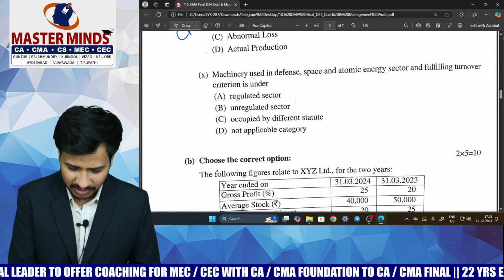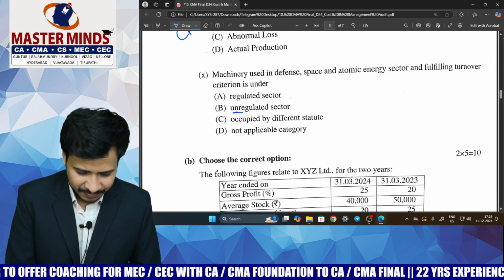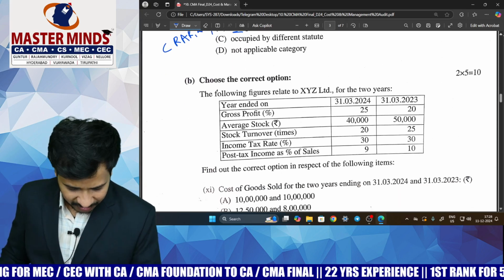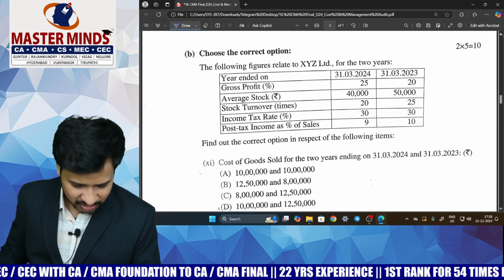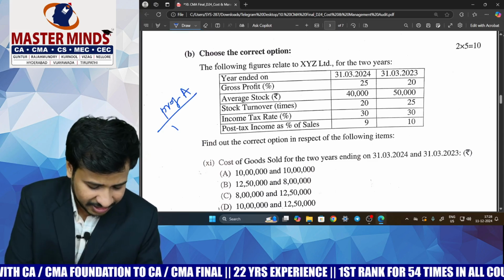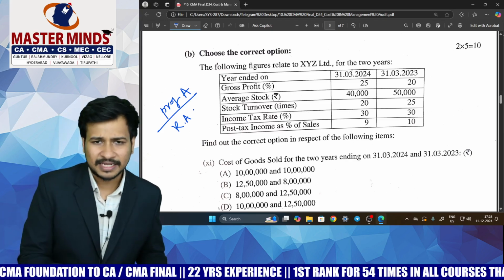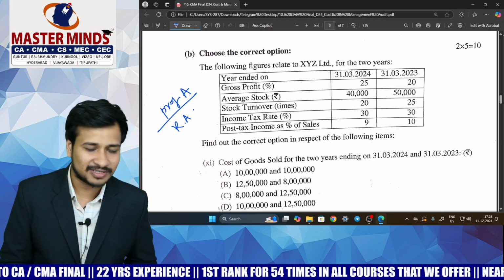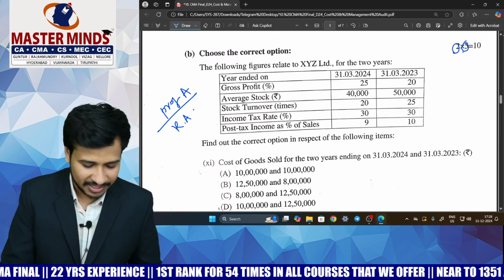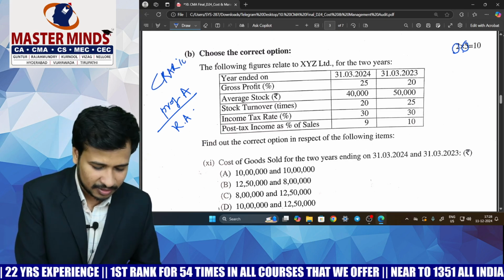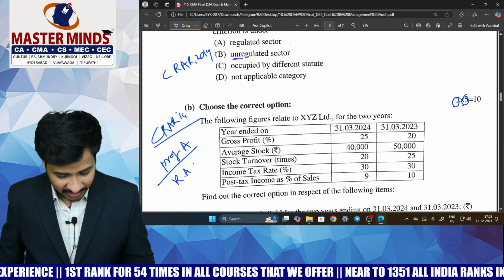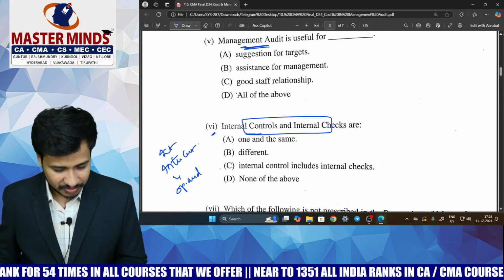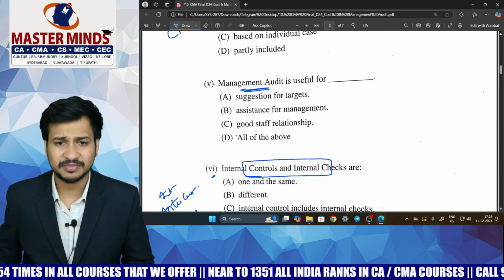Machinery used in space, atomic energy, unregulated sector is nothing but CRAR 2014. The following figures relating to XYZ for the 2 years, GP, average stock: of course, profitability analysis or ratio analysis. In the last attempt also, the Institute asked a question from profitability analysis in MCQs itself. This time also the same: 5 questions, each carrying 2 marks, which is CRAR 2014. From CRAR you got 10 plus 2, 12 marks, and from cost accounting standards 1, 2, 3, 4, 8 marks. There itself the MCQs were covered.